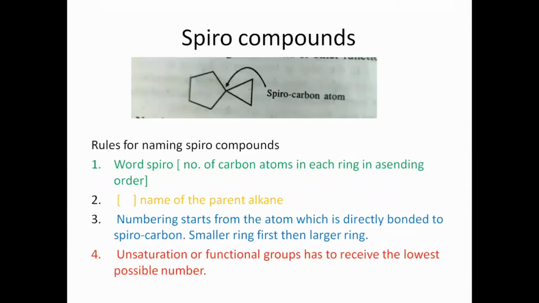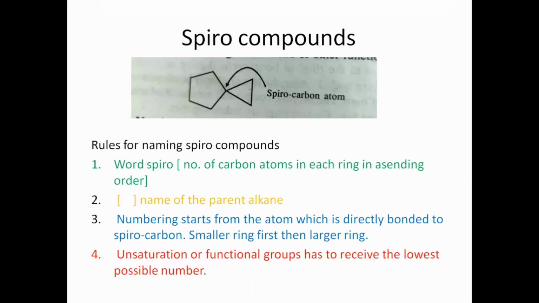Now we will see the Spiro compounds. Spiro compounds come under bicyclic compounds. Two rings are present, and these two rings are attached by a single, that is one, carbon atom. Now, if we have to name these Spiro compounds, how will we name them? Here are the rules for naming the Spiro compounds.